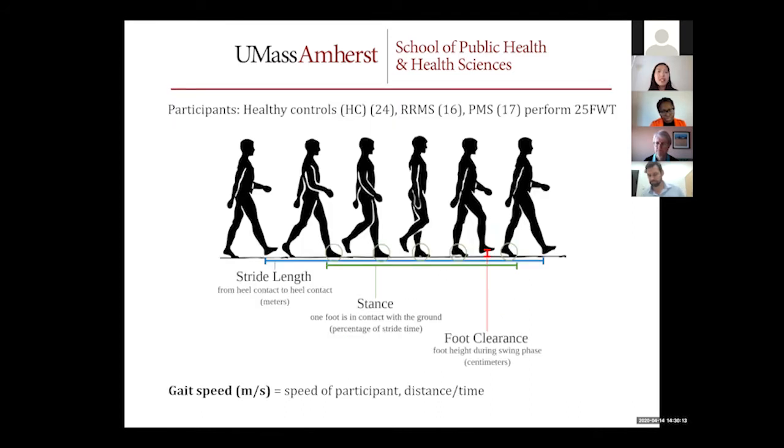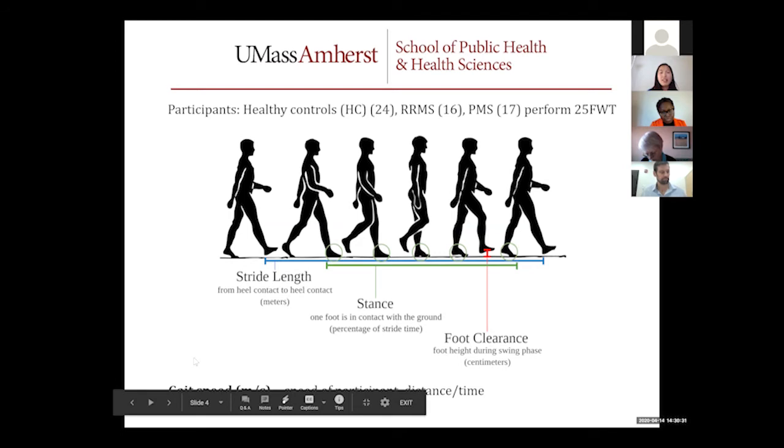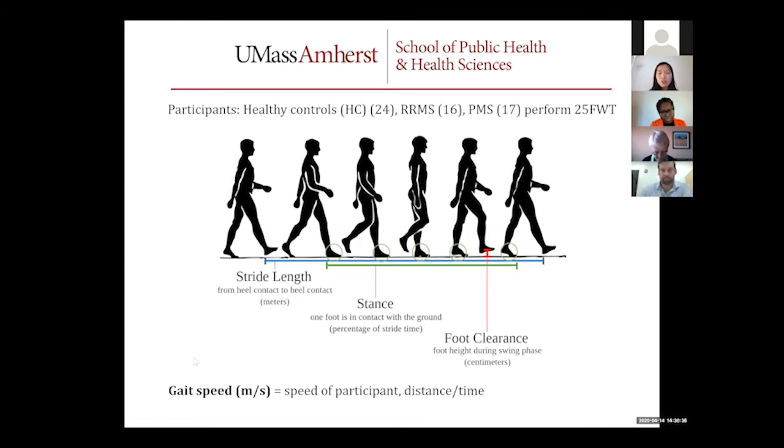In our study, we had healthy controls, we had relapsing remitting MS and progressive MS, and they performed the 25-foot walk test at a brisk pace while wearing inertial sensors. These sensors measured stride length, stance, foot clearance, and gait speed. And all of these variables are associated to postural control and fall risk in the literature.